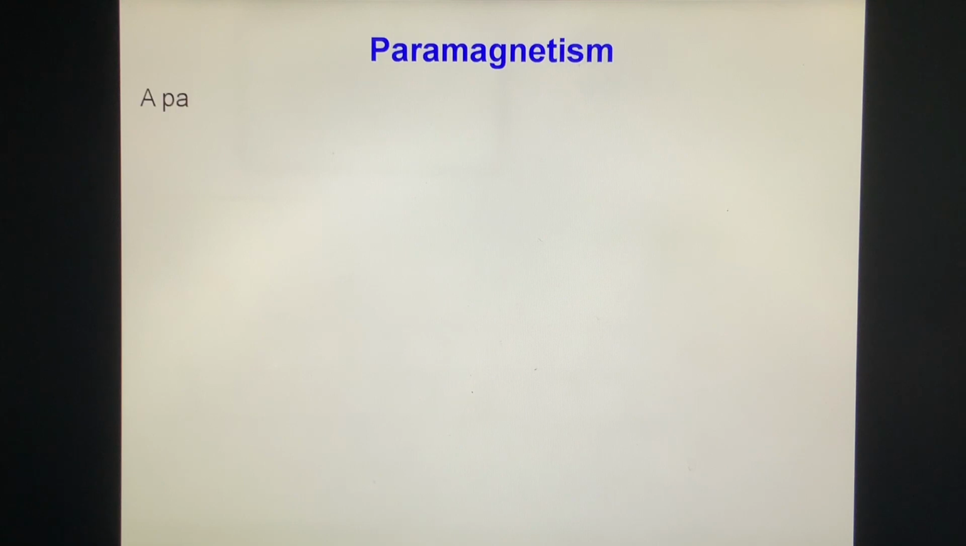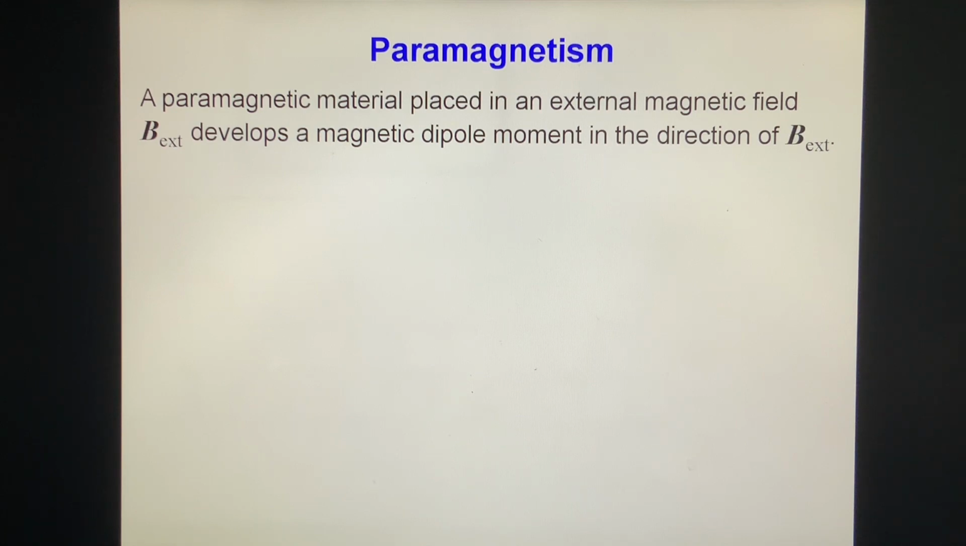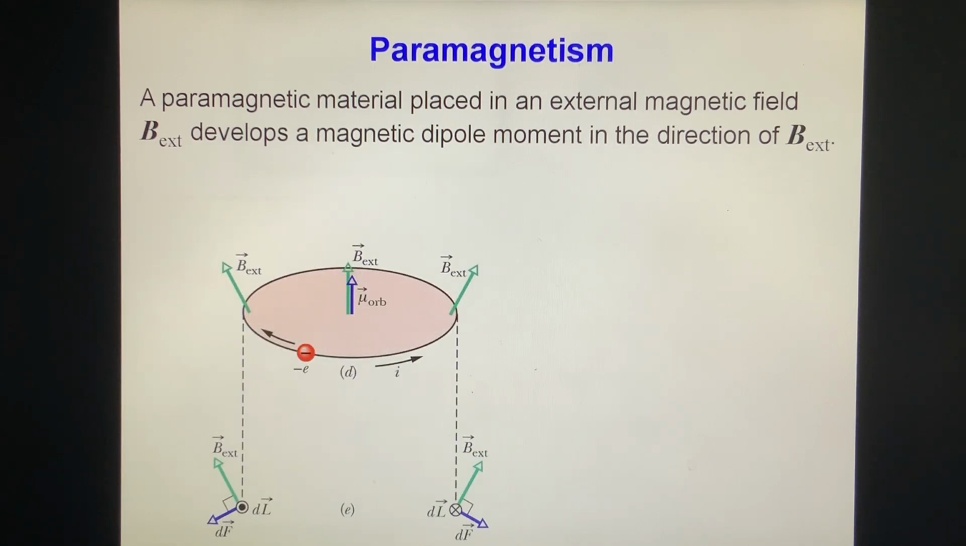Paramagnetism. A paramagnetic material placed in an external magnetic field, B external, develops a magnetic dipole moment in the direction of B external. It's different, okay? This induced magnetic dipole moment is in the same direction as B. And in this case, current in this way, electron move in this way.